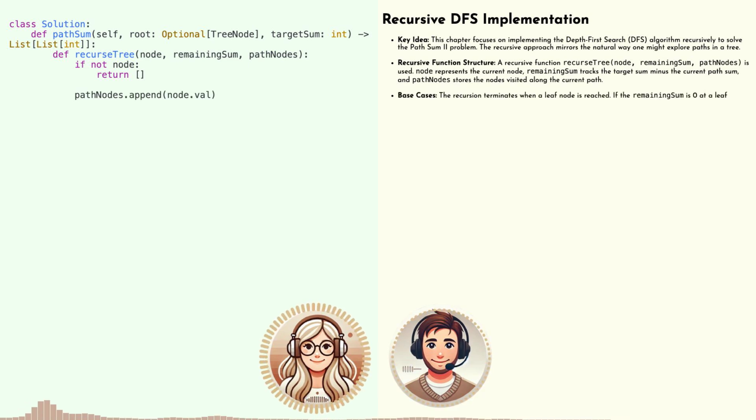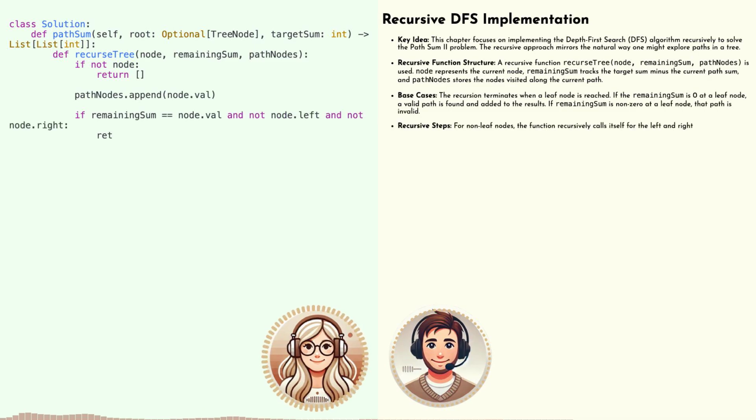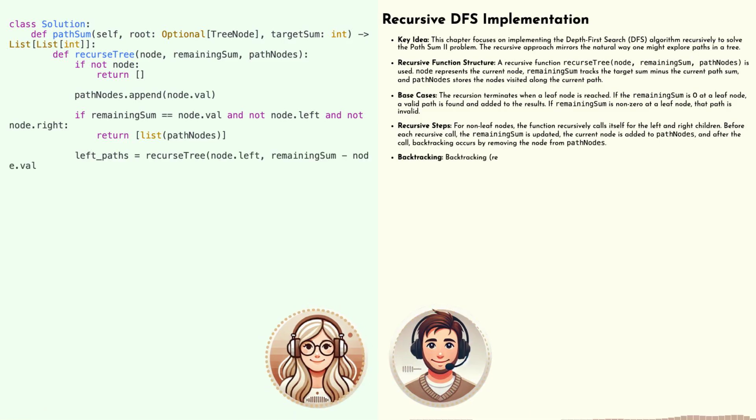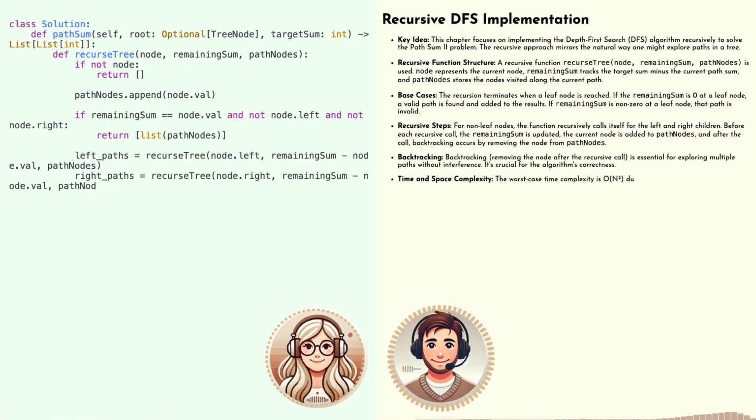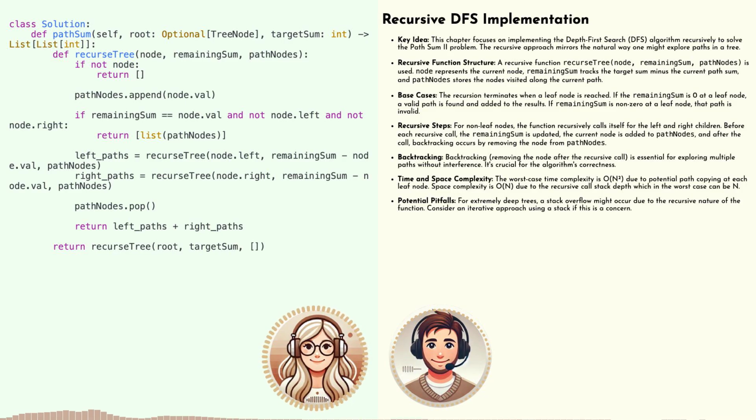Sure thing. Imagine a function, let's call it checkPath. This function takes the current node, the running sum, and a list to store the current path. Okay, so at the very beginning, that current node would be the root of the tree, the sum would be 0, and the path list would be empty. Exactly. Now, inside this checkPath function, we add the value of the current node to our running sum, and we tack that node onto our path list. So we're keeping track of where we are and where we've been as we go.